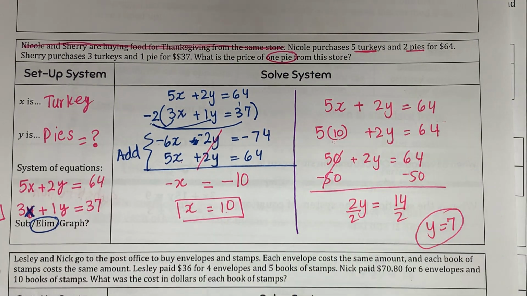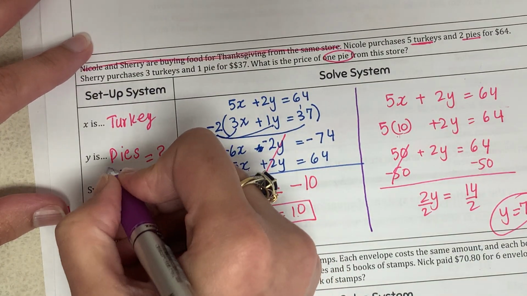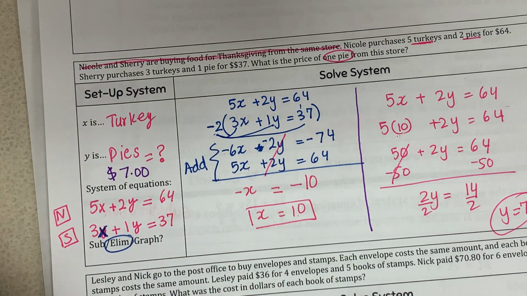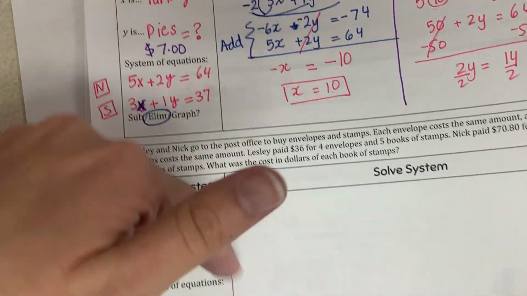What is the price of 1 pie? $7. And I'm sure I'm correct. So that sounds correct to me. This way, write the equation on the second one. You have 1, 2, 3, 4, 5 questions to do. I believe you can do it.